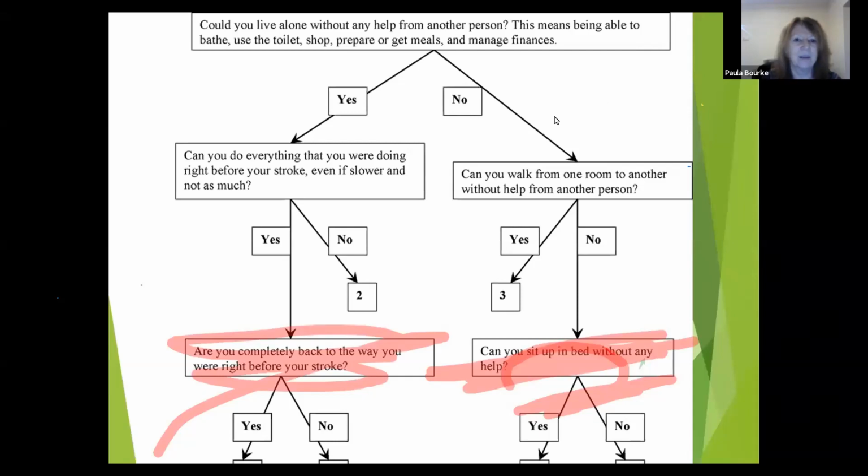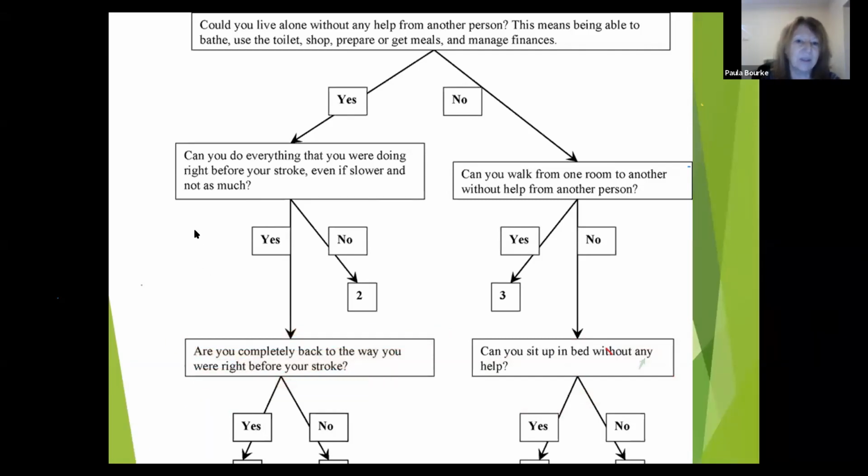Okay. So if it's yes, you're going down the less severely disabled route. So can you do everything that you were doing right before a stroke, even if it's slower and not quite as much? If it's yes, you go down this column. If no, it's a 2. And are you completely back to the way you were right before your stroke? If it's a no, it's 1. If it's a yes, it's 0. So that's the simple ones. That's getting you into the good group, yeah?